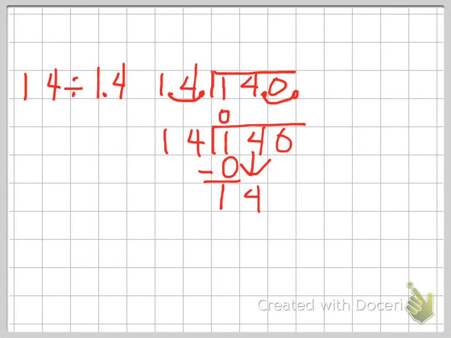The only reason I'm doing it on grid paper is so that I can actually keep up with what I am doing. So how many times can 14 go into 14? It can go one time. 1 times 14 is 14. And that's 0. But wait a minute. I have a 0 on the end of the numerator, and I have nothing else to divide. So I'm going to put a 0 on the end. So my answer is 10.